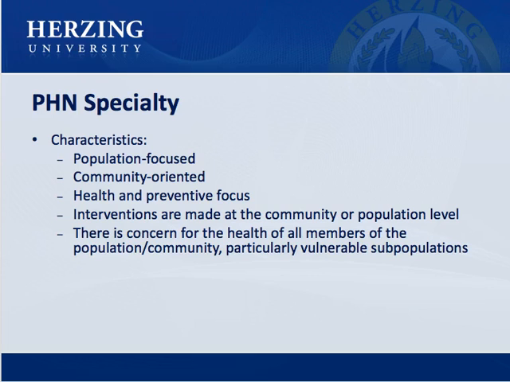There is a health and preventative focus with public health nursing. The primary emphasis is on strategies for health promotion, health maintenance, and disease prevention, particularly primary and secondary prevention. Interventions are made at the community or population level. Political processes are used as a major intervention strategy to affect public policy and achieve their goals. And lastly, there is a concern for the health of all members of the population or community, particularly vulnerable subpopulations.